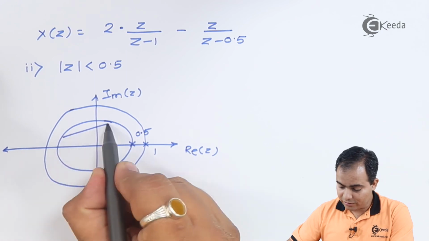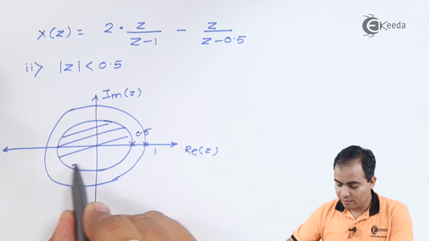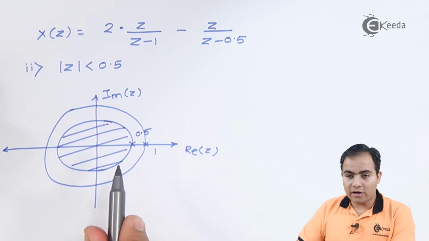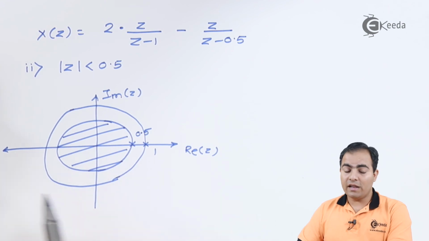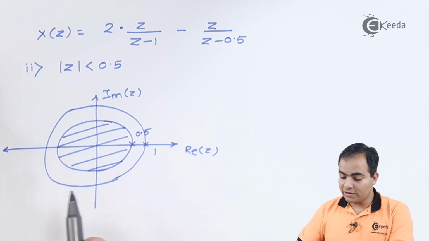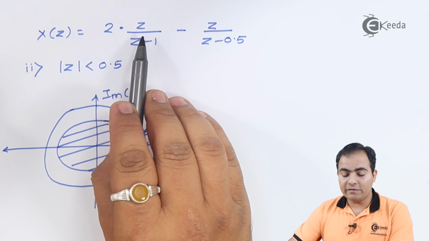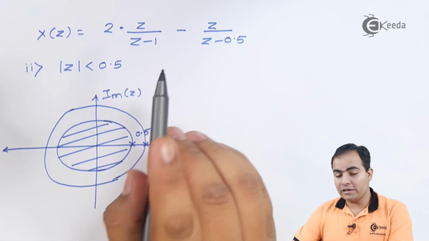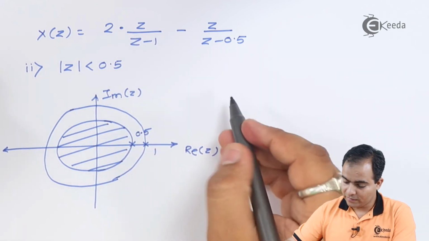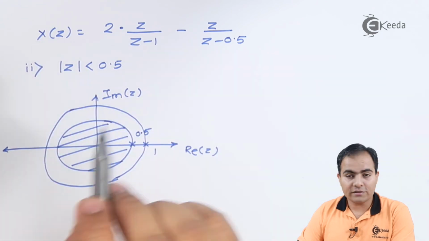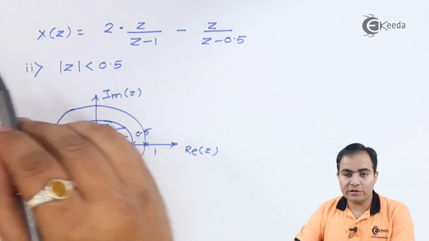So here I'm going to draw the ROC. Now as the ROC is available on the left side of the leftmost pole, then the inverse of unit step is replaced by minus u of minus n minus 1. Now I'll apply inverse z transform on equation number 3. This was our equation number 3.